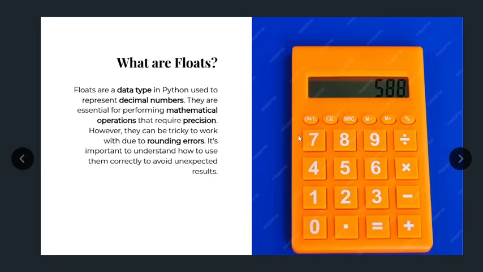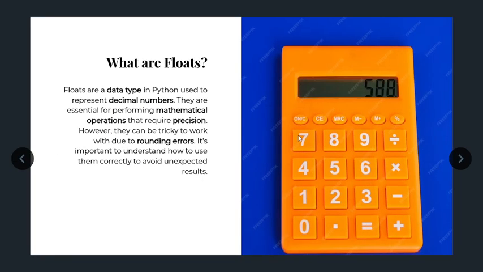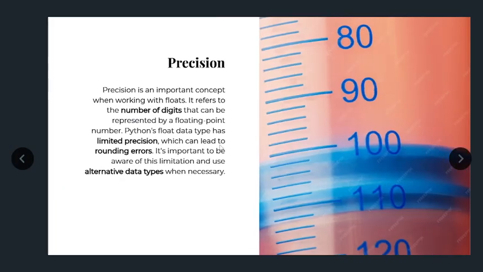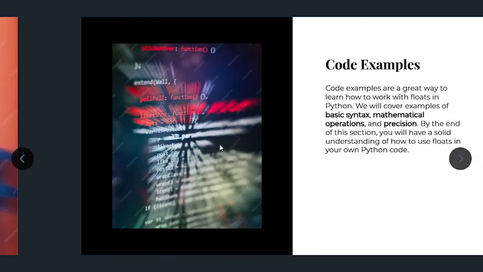So the meaning of floats in Python: we use them to represent decimal numbers and avoid rounding errors. That is all, to be accurate and precise. So what is the floating point arithmetic that float follows? It follows IEEE, which stands for Institute of Electrical and Electronics Engineers. So precision is all about floats.